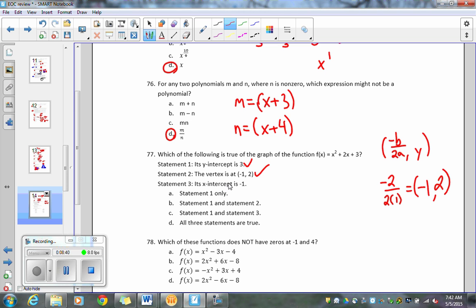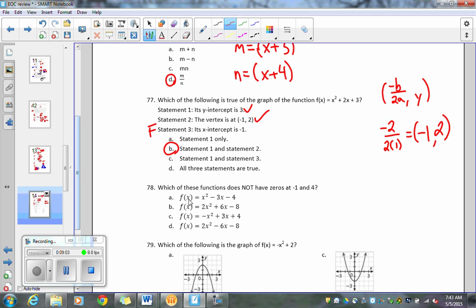All right, the x-intercept is -1. That means the graph only intersected the x-axis once. Well, if I was to factor this, let's see. Actually, if I just graph it, that ends up not being a true statement. So statement number 3 is my false statement. Statements 1 and 2 are true.